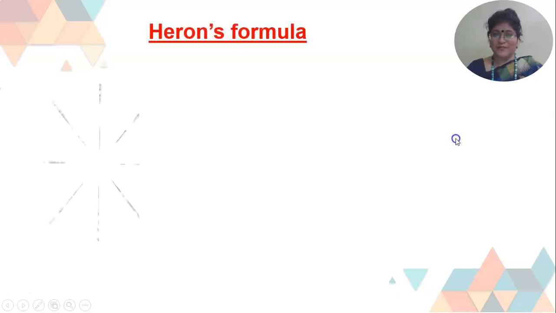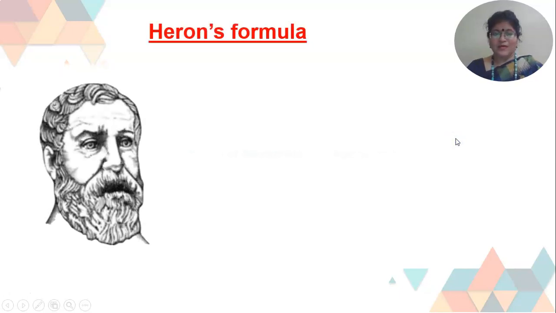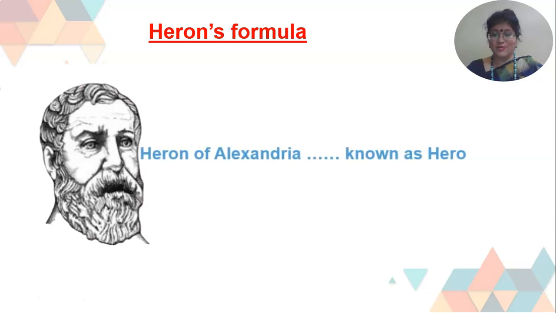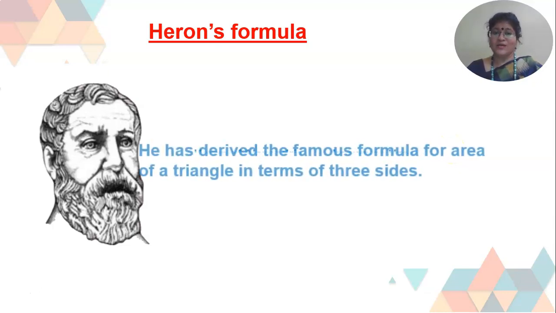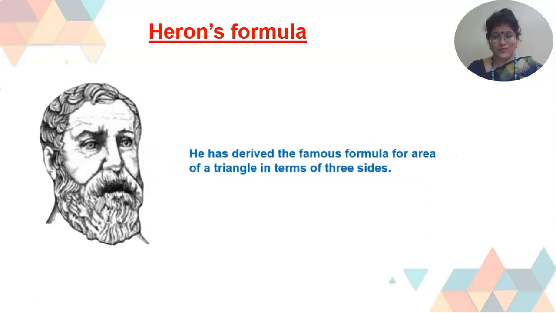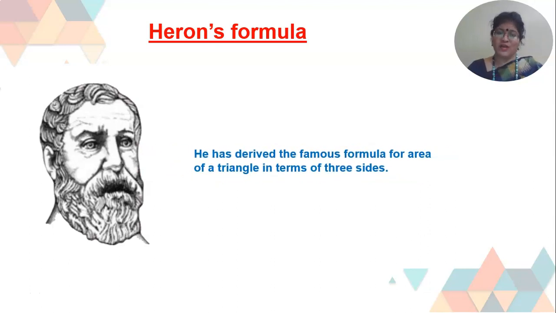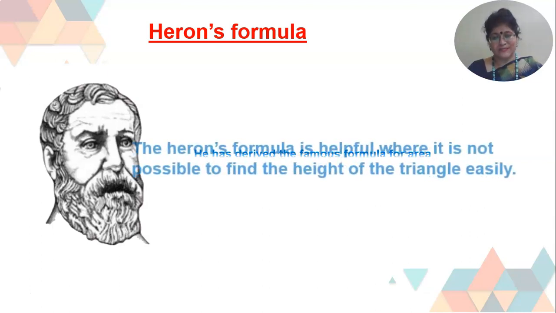Heron's formula. Heron of Alexandria was known as Hero, and he was one who gave the formula for area of a triangle when the height is not known. So Heron has derived the famous formula for area of the triangle in terms of 3 sides.